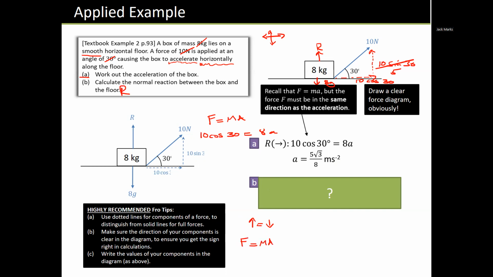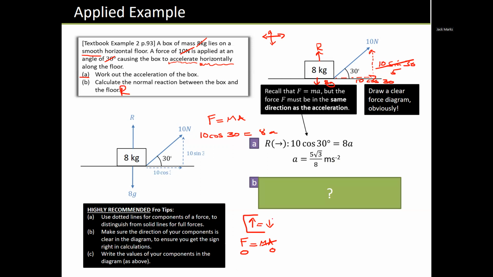Up equals down. Why can I be so sort of flippant about that? Well, it's because we would be using F equals ma, but if it's not moving, if it's not accelerating, then this is 0. So the whole right-hand side is 0, which means the left-hand side is 0. So that's really where this comes from.